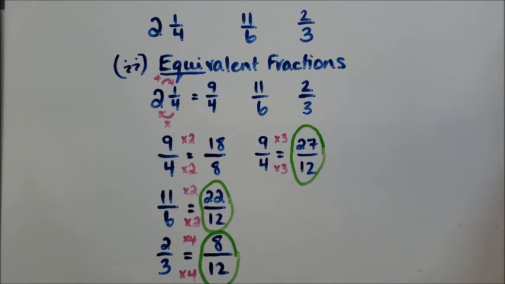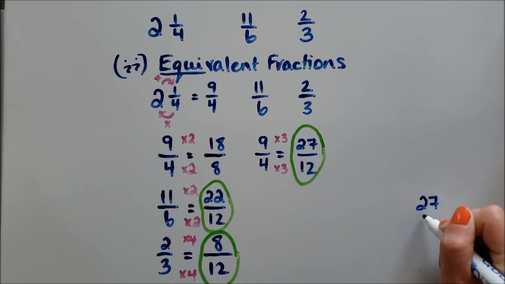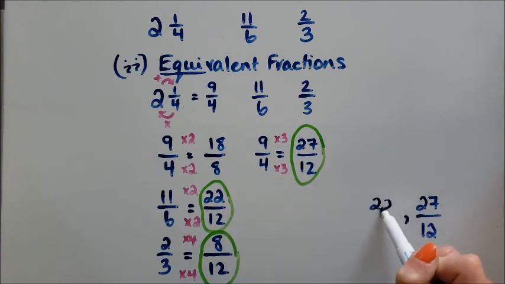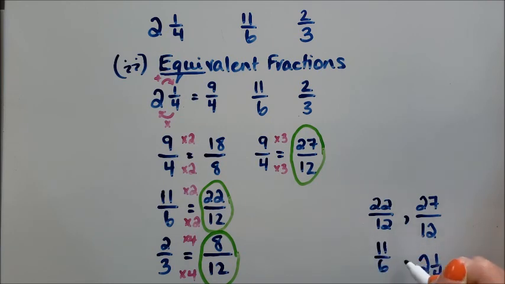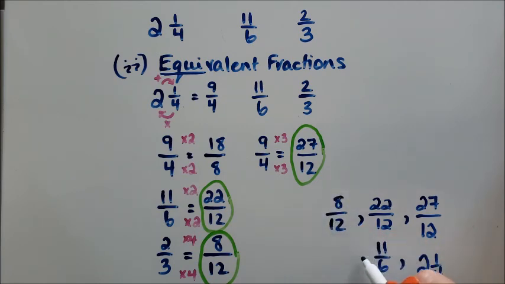And so if I was talking about pie, and I love pie, which amount of pie would I want the most? Well, I would want 27 pieces of pie if I could have it. And so that's going to be my biggest number. So 27 over 12 is the biggest one. But that is also the same as 2 1/4. My next biggest amount is 22 over 12. But that's the same as 11 over 6, my starting fraction. And the smallest amount of pie is 8 over 12, which matches with the 2/3 that was given to me originally.